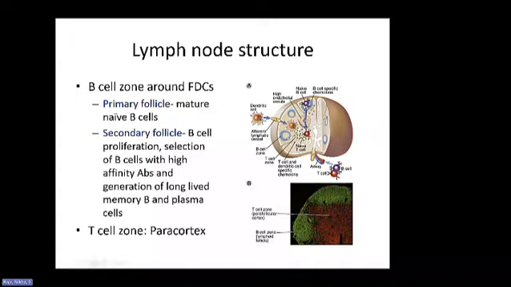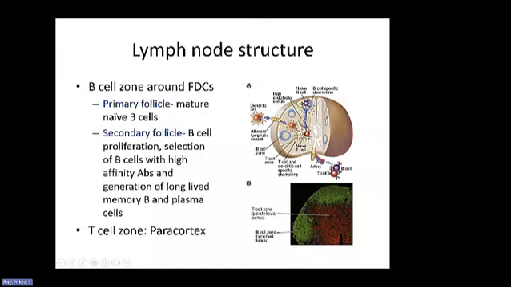And so they pluck out those antigens and express them on their surface so that the naive B cells can look at those. They are presenting those antigens to the B cells. In the primary follicle are naive B cells. When the B cell finds the antigen it's specific for, those B cells proliferate and form the secondary follicle.